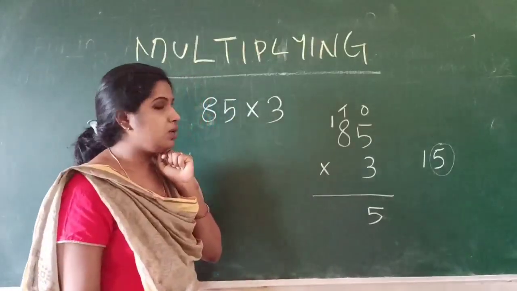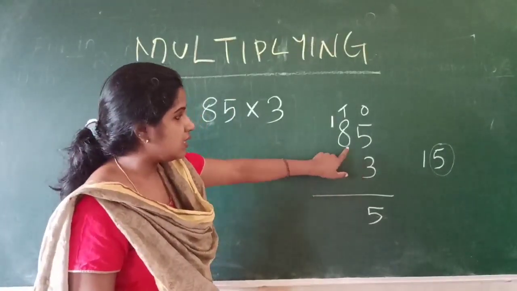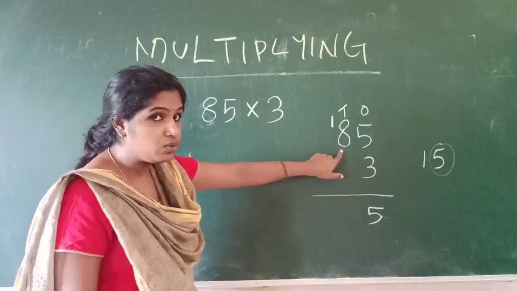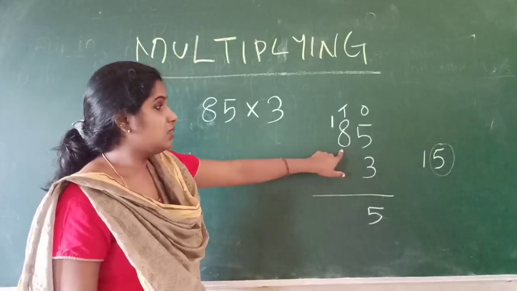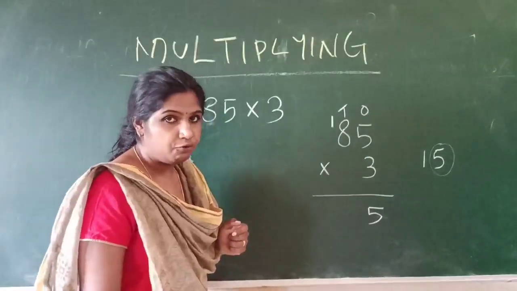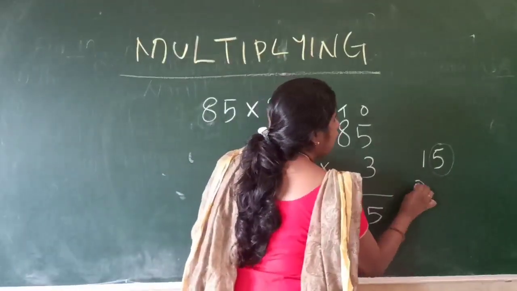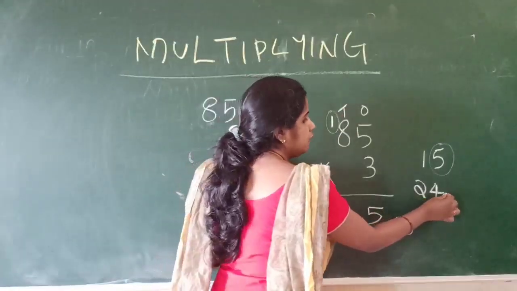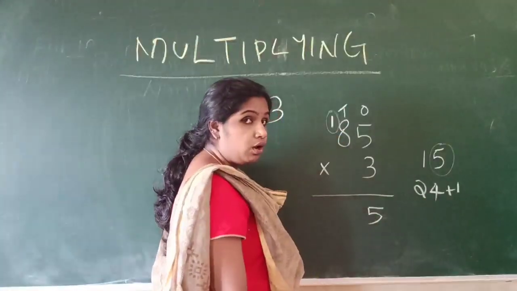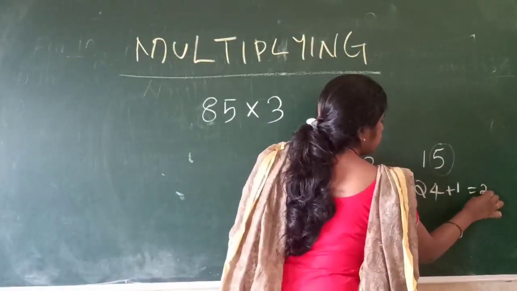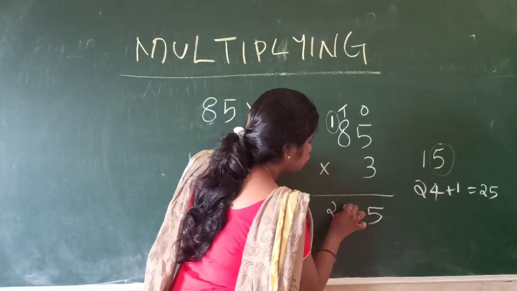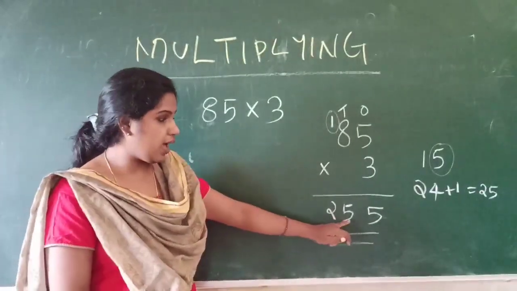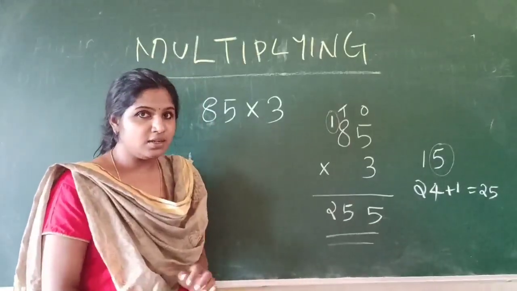Now let's multiply this 3 and this 8. 3 into 8 is 24. Now we have to add this remaining 1 with this 24. So 24 plus 1 equals 25, and I write that 25 here. So I get the answer 255.